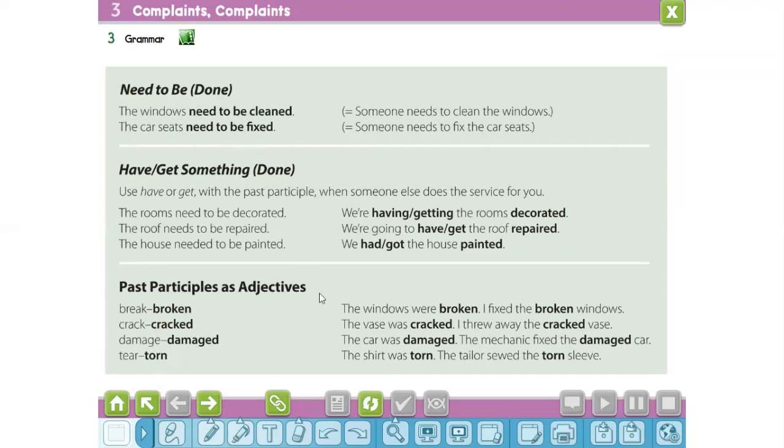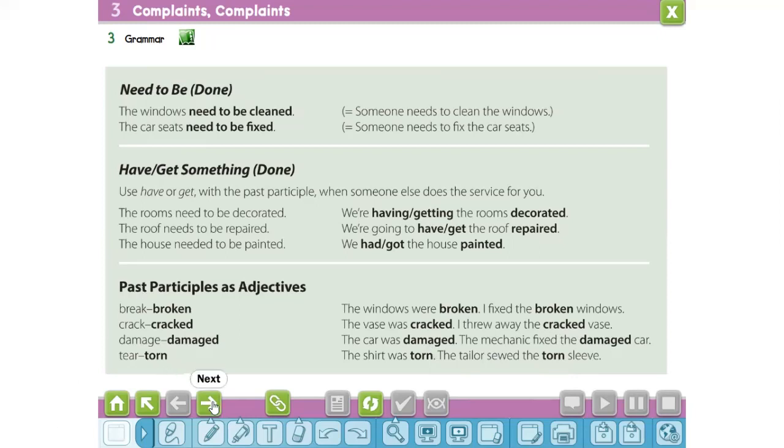Let's see some examples. The windows were broken. I fixed the broken windows. The vase was cracked. I threw away the cracked vase. The car was damaged. The mechanic fixed the damaged car. The shirt was torn. The tailor sewed the torn sleeve. So look at the highlighted adjectives. They are past participles. They act like adjectives. They describe the nouns: broken, cracked, damaged, and torn.